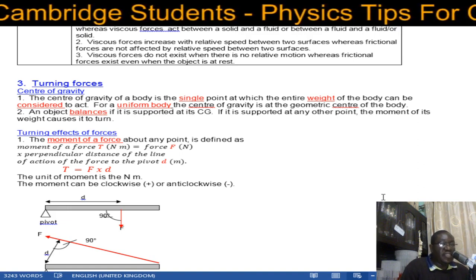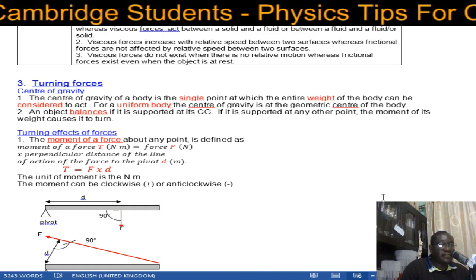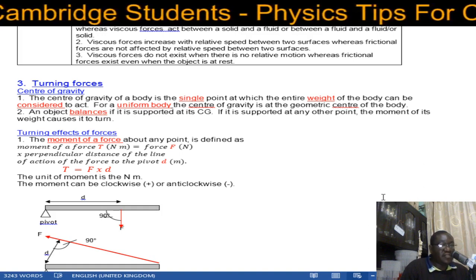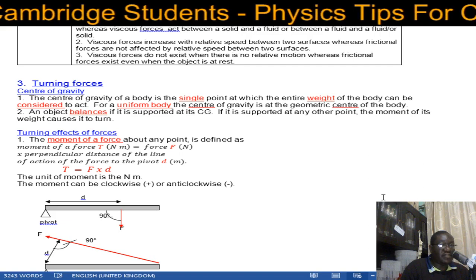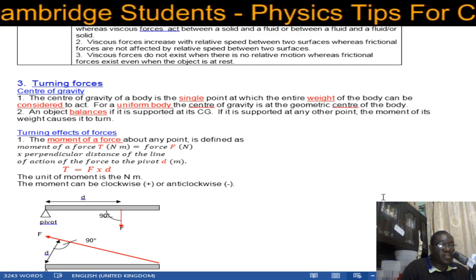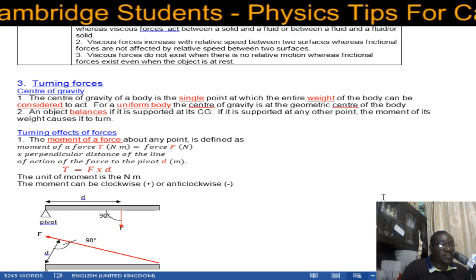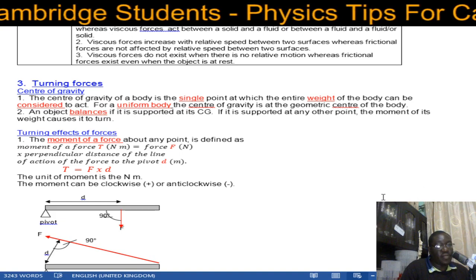For a uniform body, the center of gravity is at the geometric center. An object balances if it is supported at the center of gravity, CG. If it is supported at another point, the moment of its weight causes it to turn. We call that a destabilizing moment.